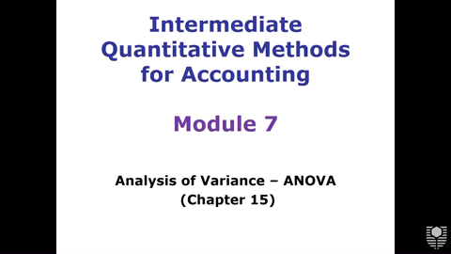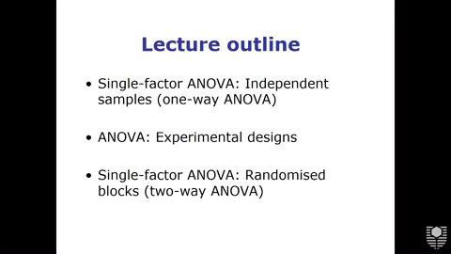All right, so guys, our model today is the analysis of variance, ANOVA. We're going to have a couple of parts or concepts to cover today. The first one is single factor ANOVA, one way ANOVA, which we call independent sample. The other concept is experimental design. And the last one we're going to cover today is a randomized block design.